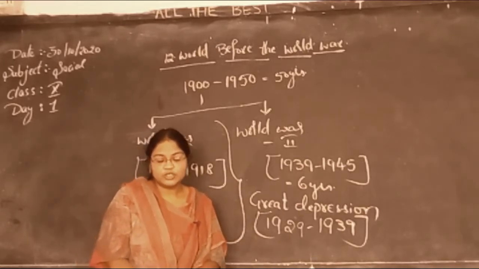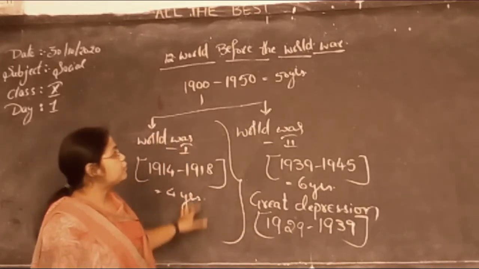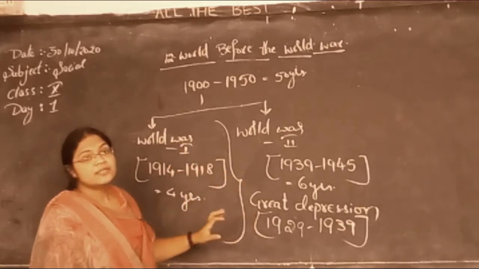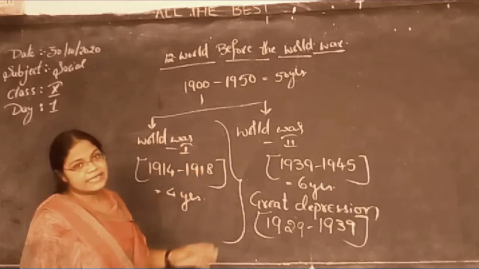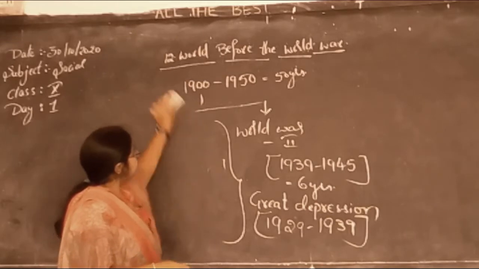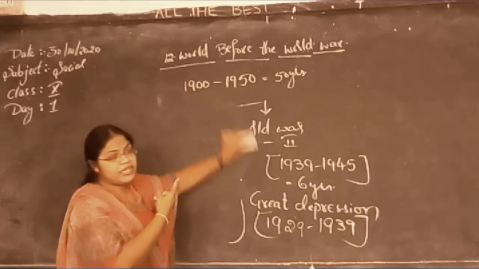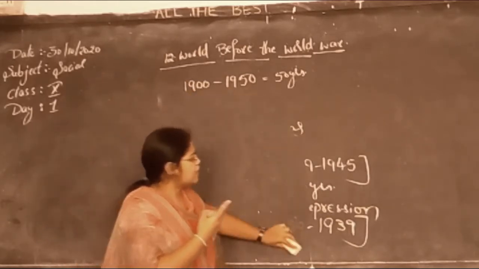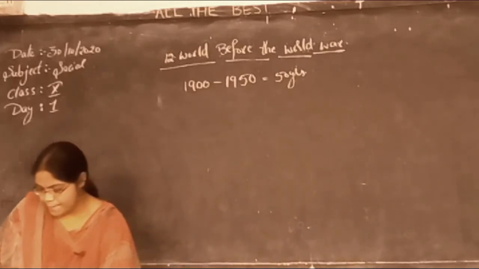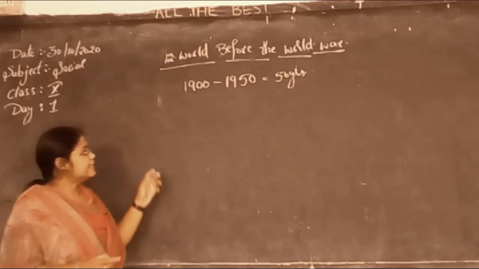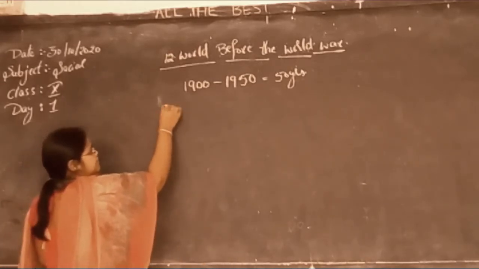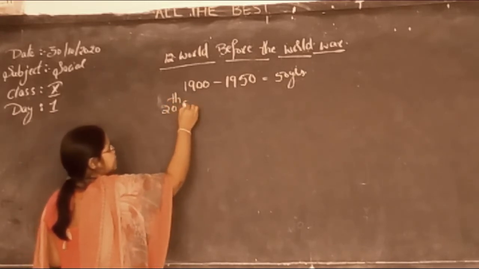Let us enter into the chapter. This is the total mind map to remember the years and also to know the variations. This is just a mind map. Now let's enter into the chapter. This is a very important period in world history. The 50 years is very important, because all these things are happening in the 20th century.